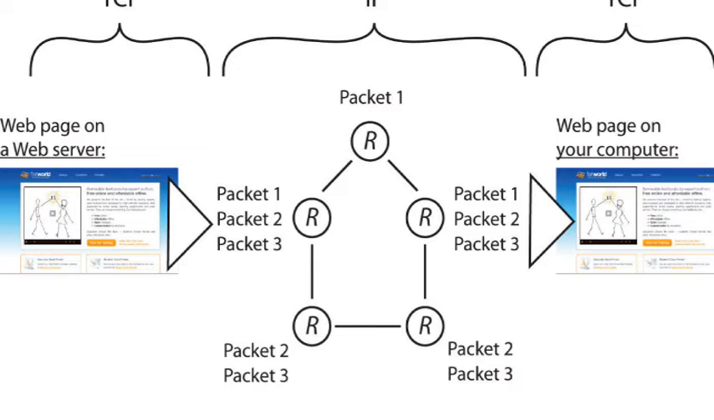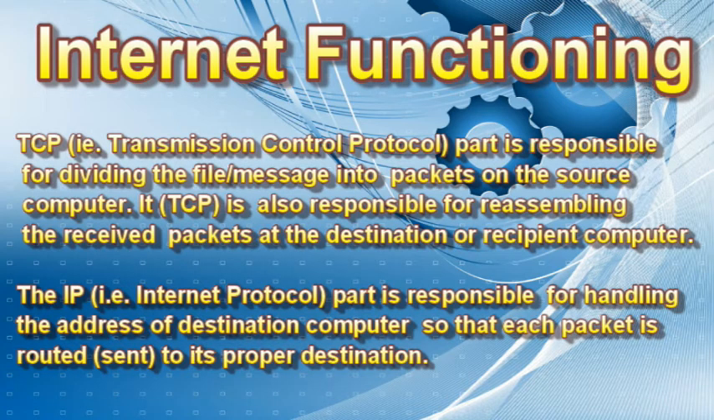Now what does the IP protocol do? The IP protocol is responsible for handling the address of the destination computer, so that each packet is routed to the proper destination. We always say that everything is tracked with your IP address. That is the purpose of the Internet Protocol: it handles all the addresses of the destination computers, wherever each packet is to be sent. So we are going to understand what the IP protocol and the TCP protocol do in the functioning of the internet.